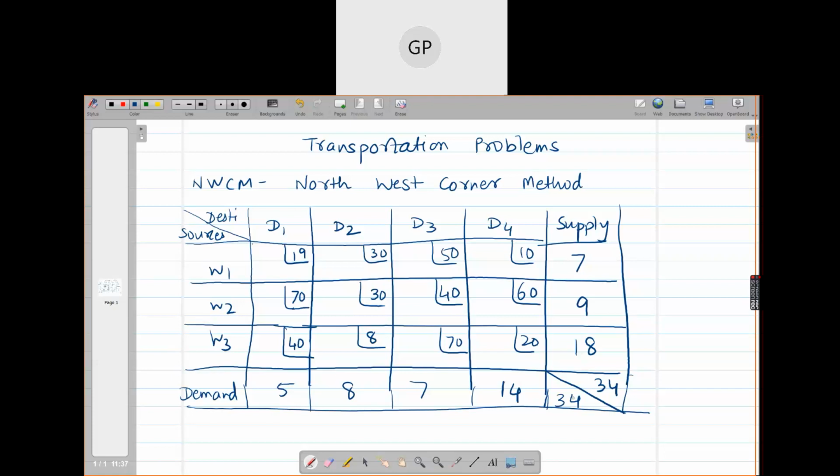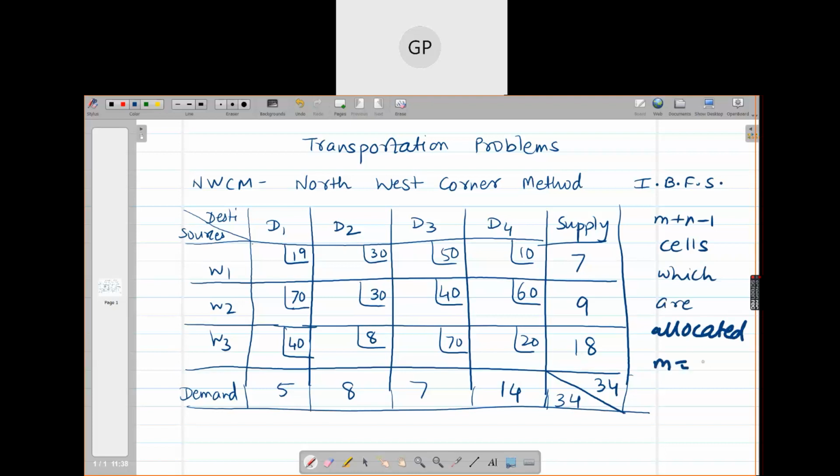Now we want to find out an initial basic feasible solution. Okay, so we have written definitions of all these. What is a basic solution? What is a feasible solution of a TP, etc. So we are going to get m plus n minus 1 cells which are allocated. We are going to allocate exactly m plus n minus 1 cells.